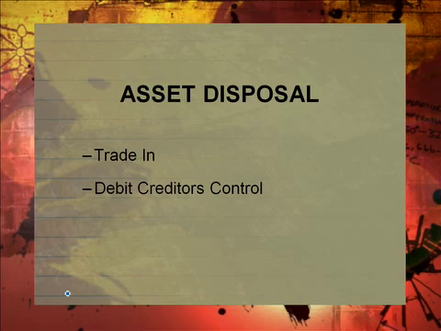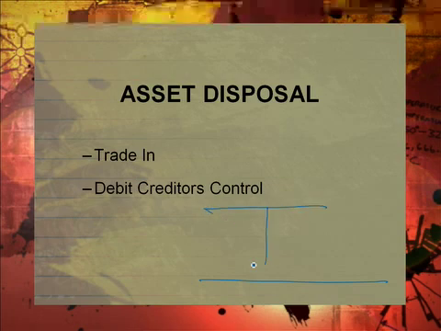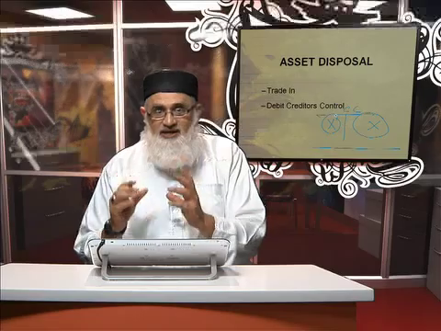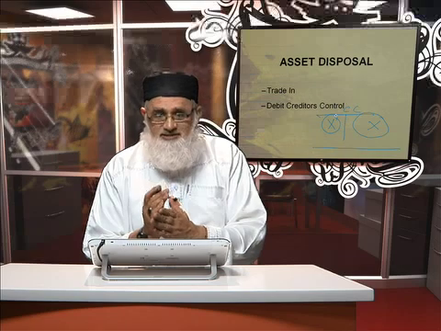A debit to creditors control. Why is that? Here, watch this here. There's my creditors control account. When I buy the vehicle, the new one, obviously I credit my creditors control with the amount. And when I trade in this vehicle, then definitely I'm owing the garage less. Therefore, a debit to my creditors control and a credit to my asset disposal. Clear? Make sure you know that.